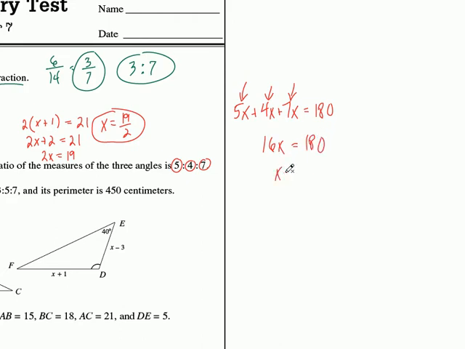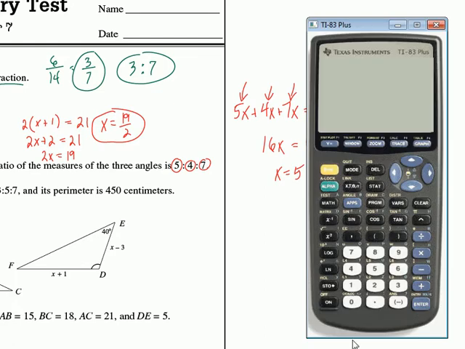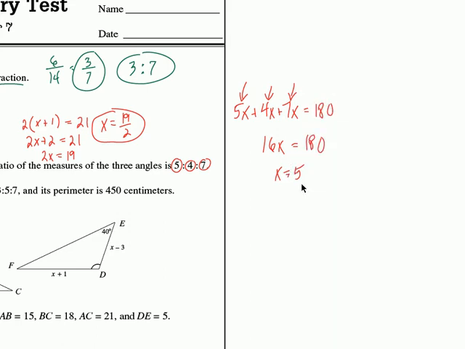Is that 5? Yeah, because we just did it, didn't we? 180 divided by 16. Just make sure. Oh my goodness, that's not 5. It's 11.25. What was I thinking? Oh, I was thinking 80, not 180. Right. So 11.25. That's why it's good to check.